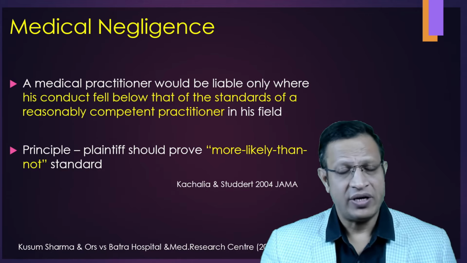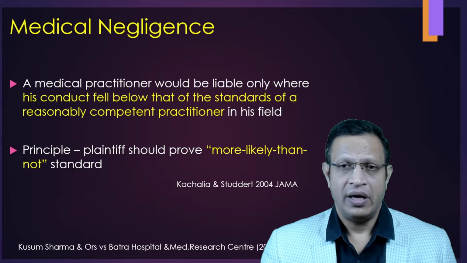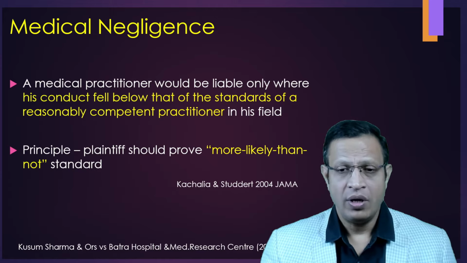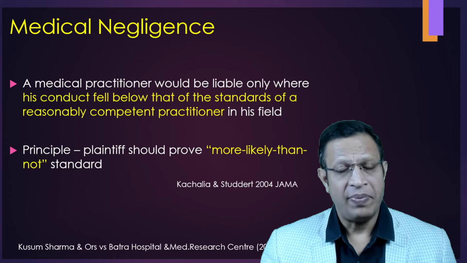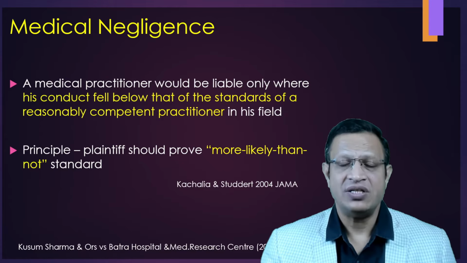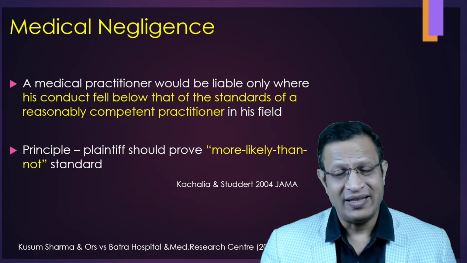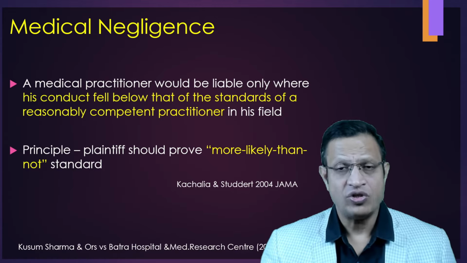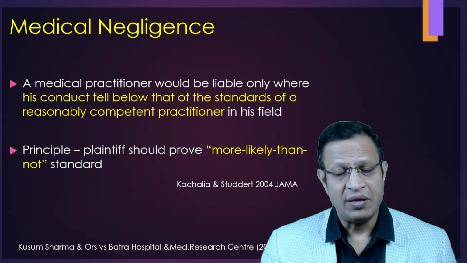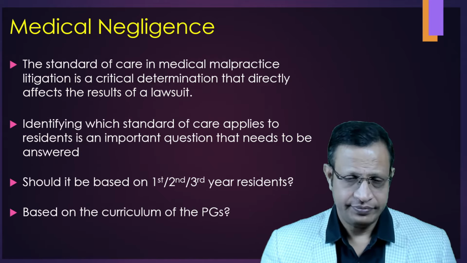There are certain important judgments in the US and UK. They talked about the plaintiff having to prove on a more likely than not standard that medical negligence occurred. That means if there is a high possibility that the negligence would have occurred because of an act of omission or commission, then medical negligence can be considered.